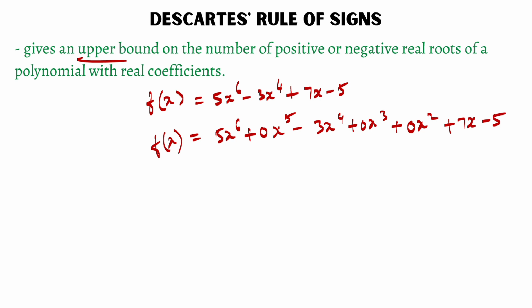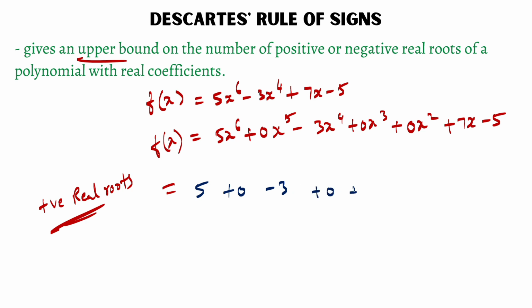In order to find the positive real roots, we take the coefficients. The coefficients are 5, plus 0, minus 3, plus 0, plus 0, plus 7, minus 5. Signs are really important because this rule is all about signs, so please be very careful while noting down the signs.